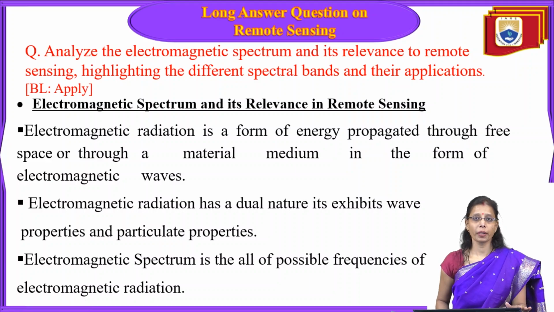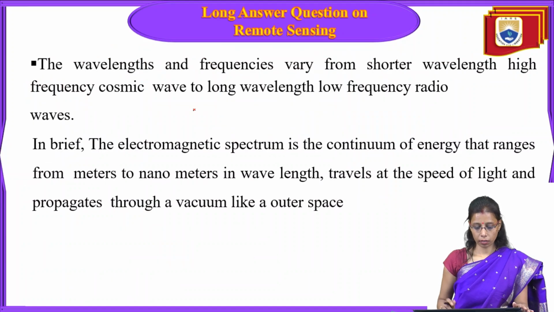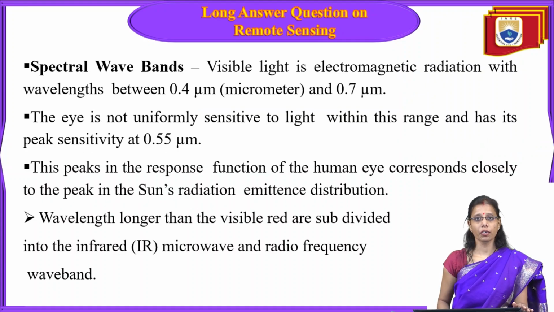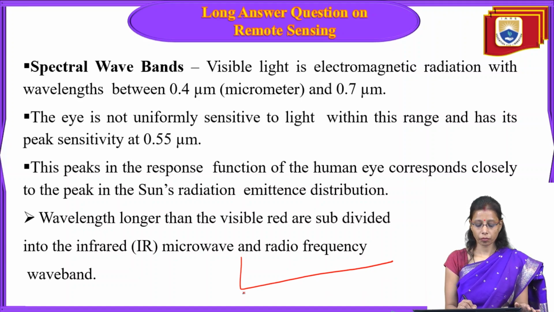The electromagnetic spectrum has wavelengths starting from the range 0.4 to 0.7. Let us discuss the electromagnetic spectrum. The spectrum is made up of different bands we can go through, starting from 0.4 to 0.7. Suppose this is the electromagnetic spectrum. Here we have 0.4, we have 0.7. This range is the visible region, and from here to here we have the IR region, the infrared region.